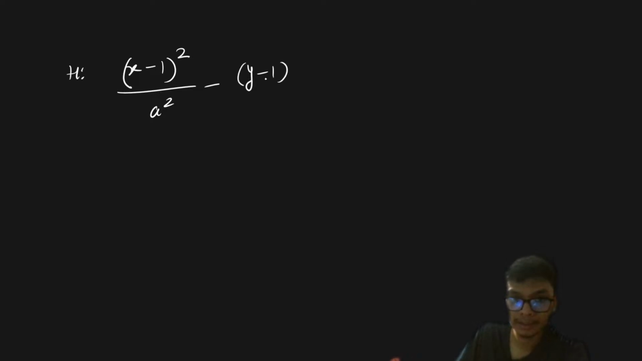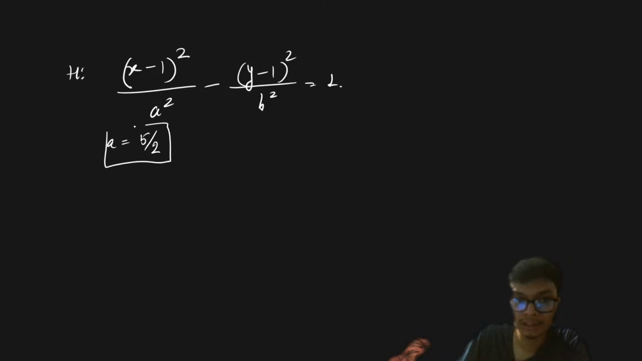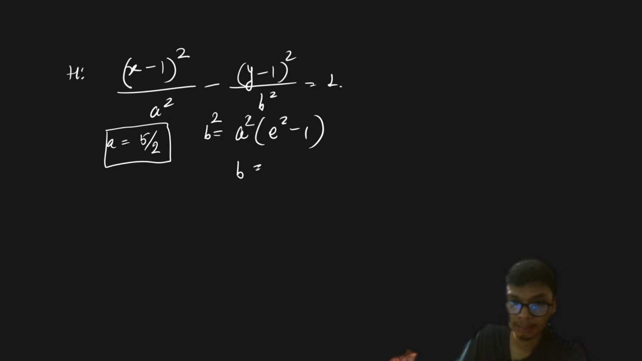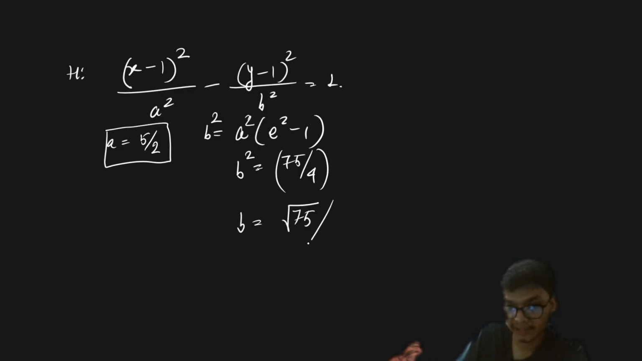So for the hyperbola equation, since it has the same foci, it also has the same center. So it must be like (x minus 1) whole square divided by a square minus (y minus 1) whole square divided by b square is equal to 1. So from this we have the value of a as equal to 5 upon 2. And once we have the value of a, we can also find the value of b, because we know that for a hyperbola, b square is equal to a square into (e square minus 1), right? So from this way, b square is basically 75 upon 4. You can just put the values back into this equation. So from here, you'll get the value of b as square root of 75 by 2.